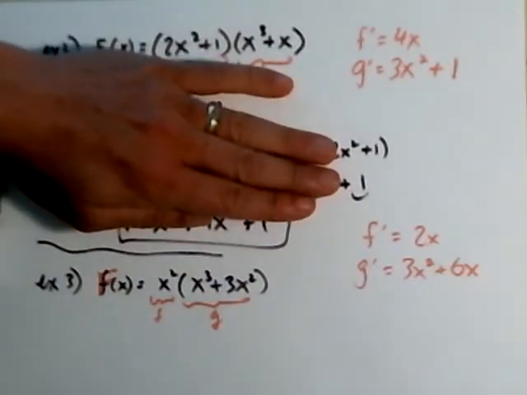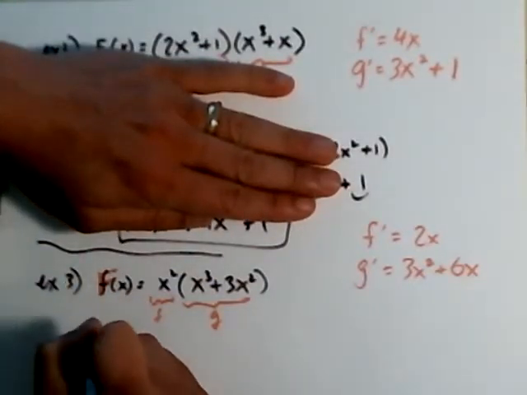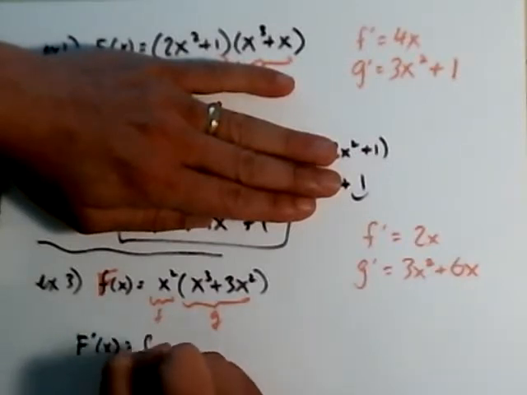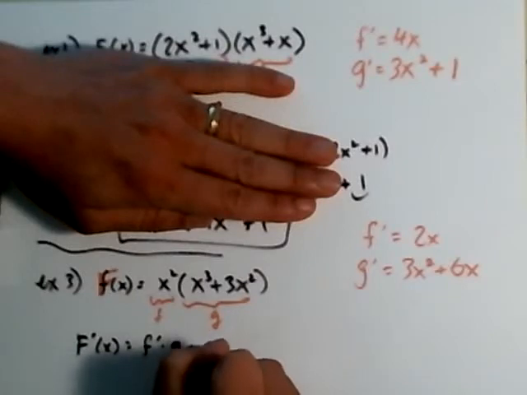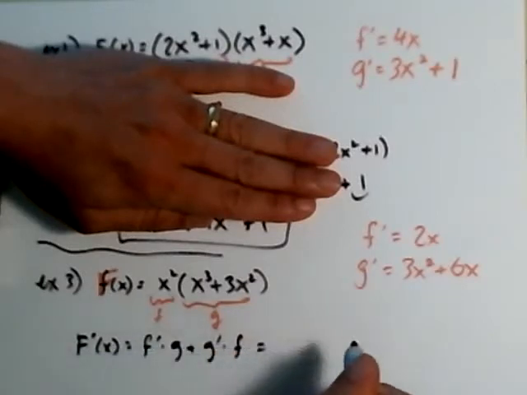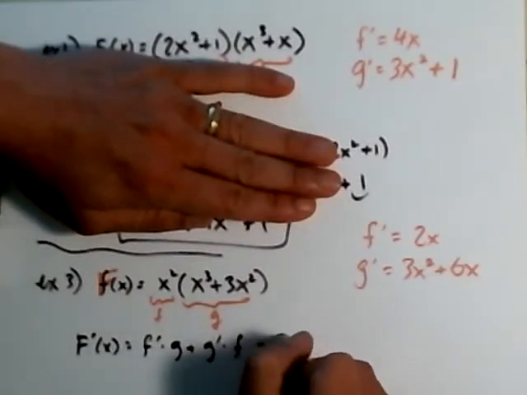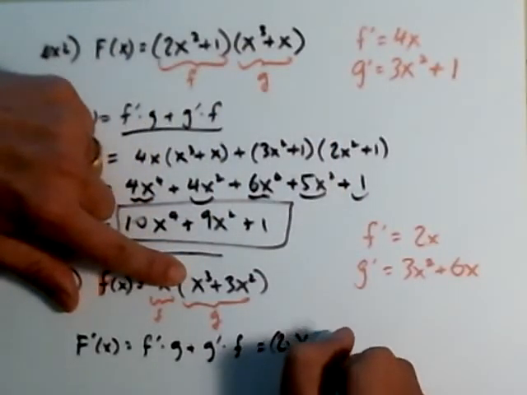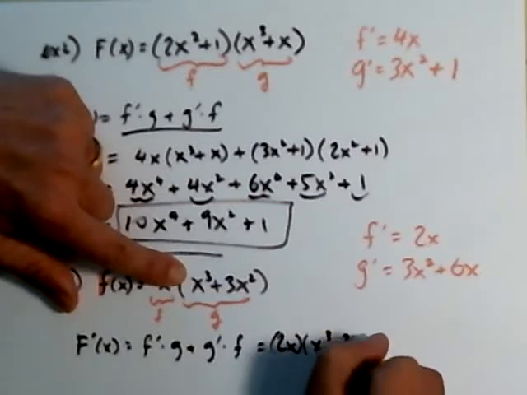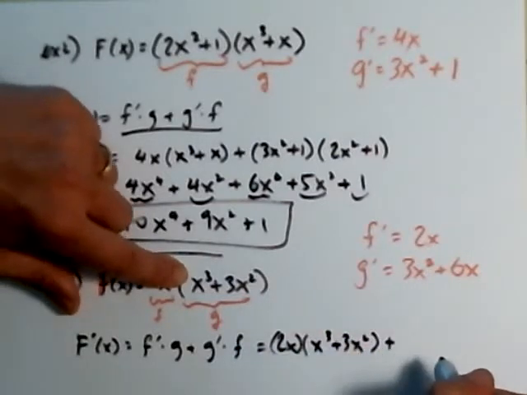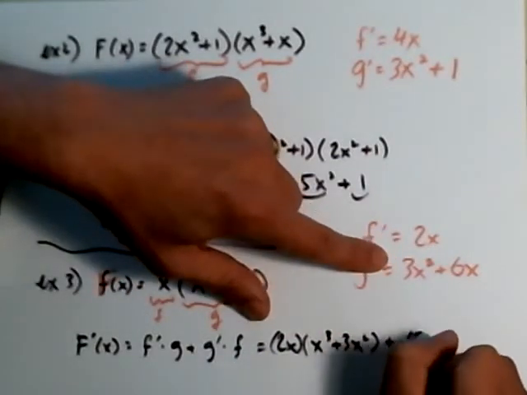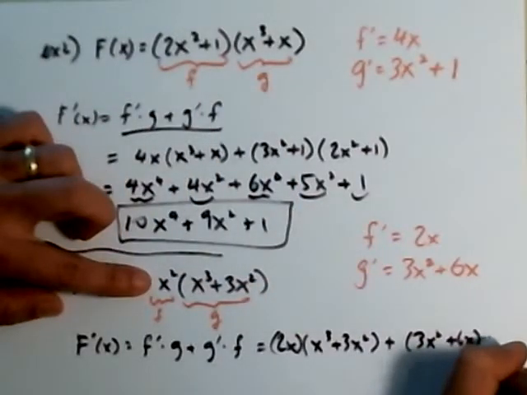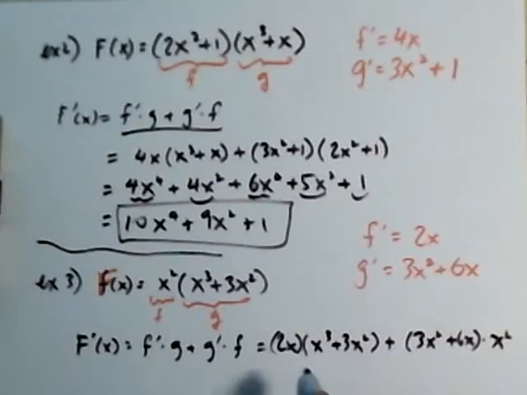And again, we're going to use the product rule. F prime of x is equal to f prime times g plus g prime times f. F prime is 2x times g, which is located right here, x cubed plus 3x squared, plus g prime is 3x squared plus 6x times f, which is going to be times x squared. Going to distribute that out.